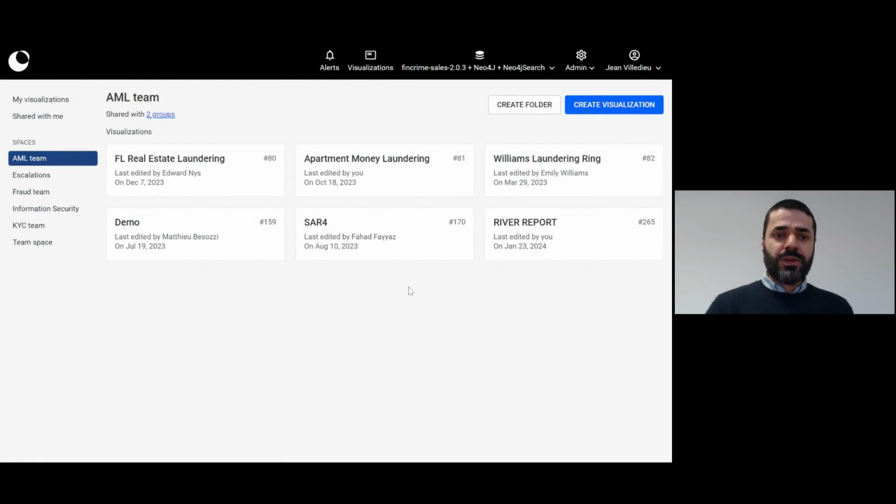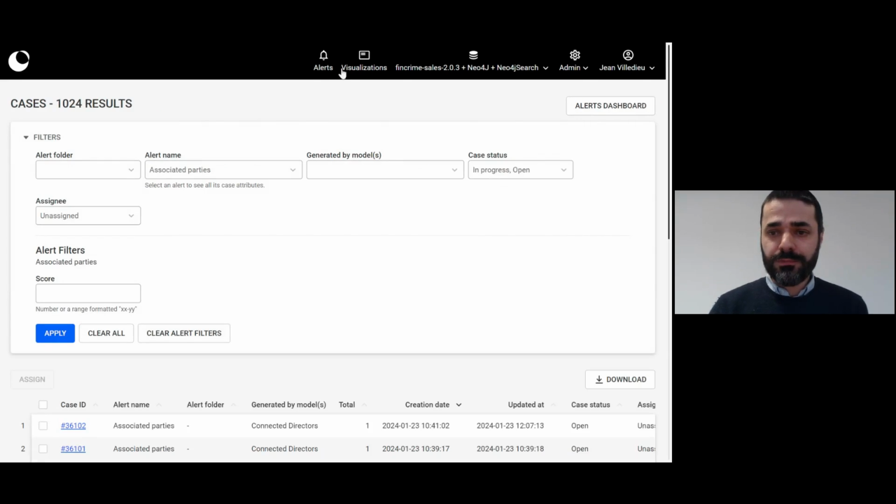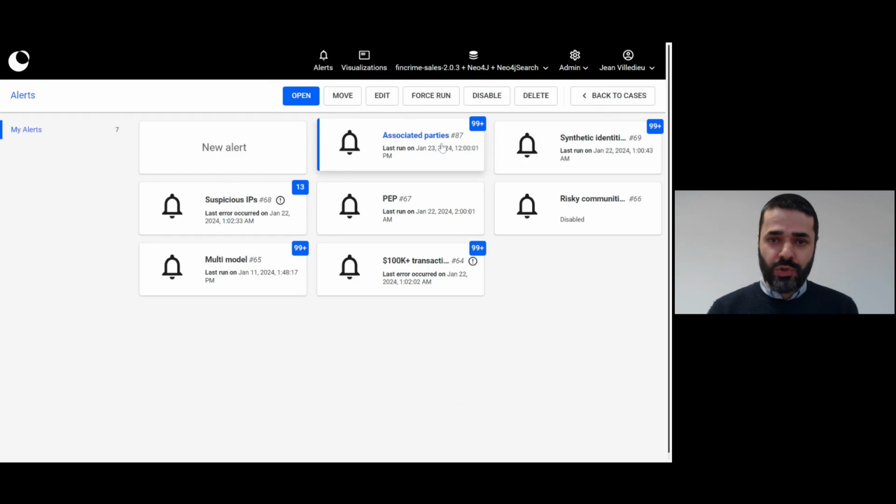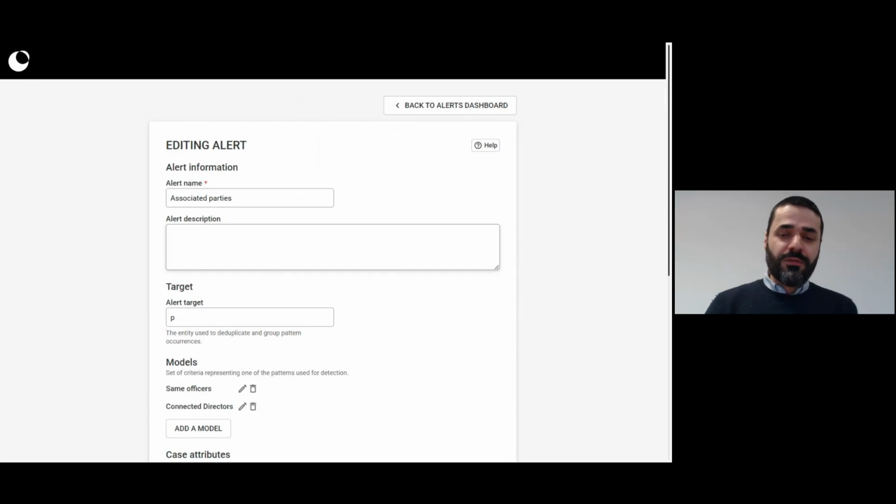So this is the Linkurious Enterprise UI. Here I'm connected to a workspace that's shared with my anti-money laundering team. I can have multiple visualizations, multiple folders to facilitate the communication of findings with colleagues. Right now, what I want to talk about is alerts. So I'm going to go to the alerts dashboard. First, I'm going to talk about how to generate some alerts, and I'm going to show you what a specific alert looks like. So this is an example of an alert.